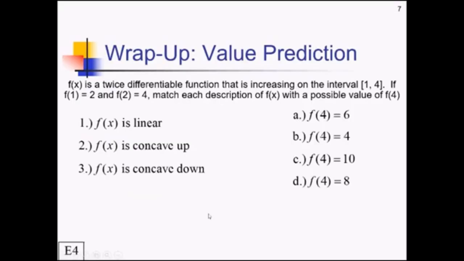One last thing we're going to do with concavity is use it to make value predictions in certain situations. So let's say that f is a twice differentiable function increasing on the interval from 1 to 4, so we already know it's going up no matter what. If f of 1 is 2 and f of 2 is 4, we want to match each description of f with a possible value of f of 4. So basically, if f is a linear function based on these initial values, which of these outputs makes sense?